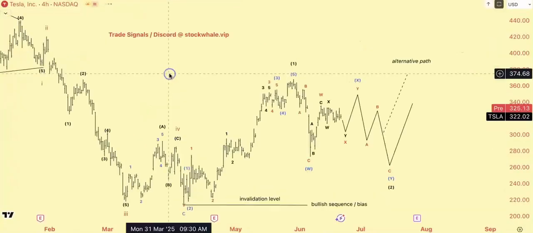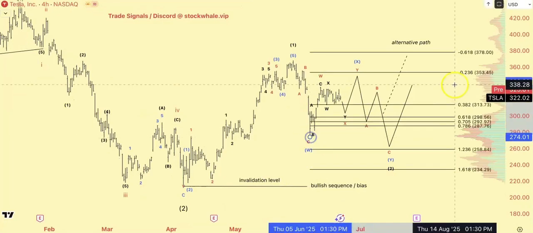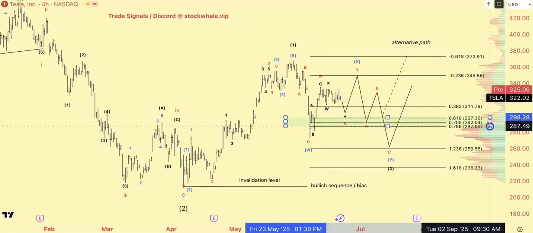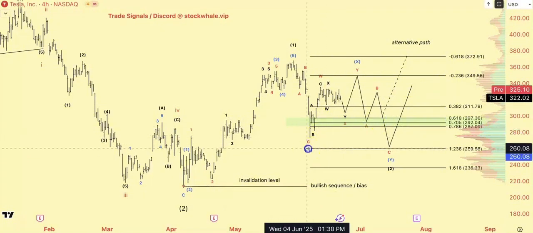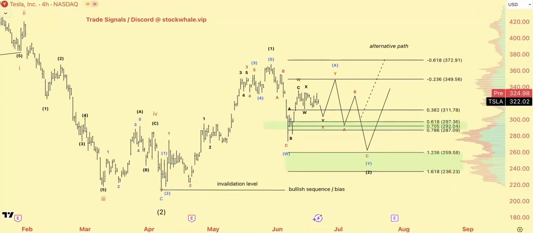What am I going to do moving forward? Well, there are major key levels to keep a lookout for. So if Tesla does come down to 297, that's a buy. If it comes down to 259 to 236, this is a buy.